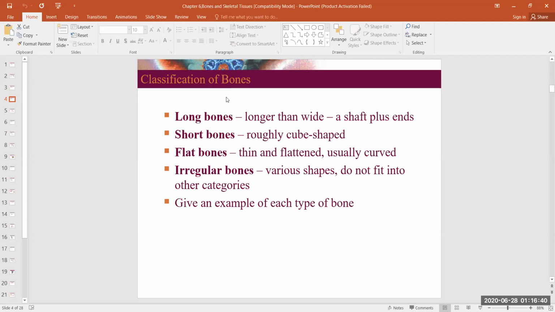A classification of bones based on the length and width of the bones. Bones can be long bones, short bones if they are cube shaped, flat bones if they are thin and flattened, or irregular bones if they do not fit into these three classes. And you have some examples here.